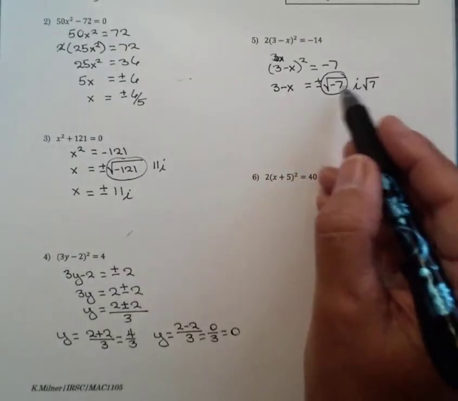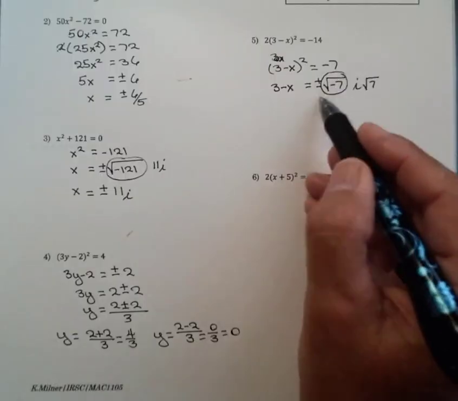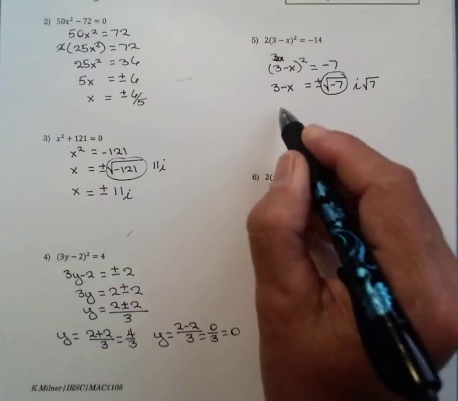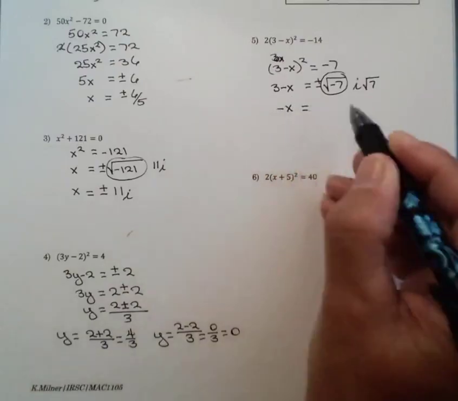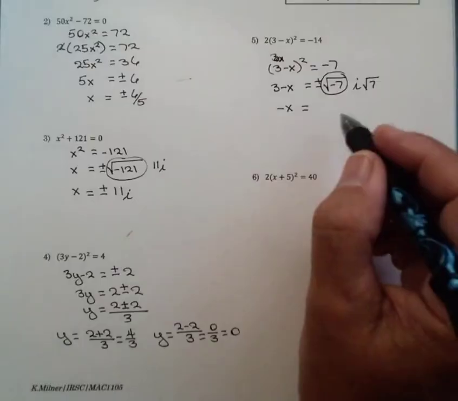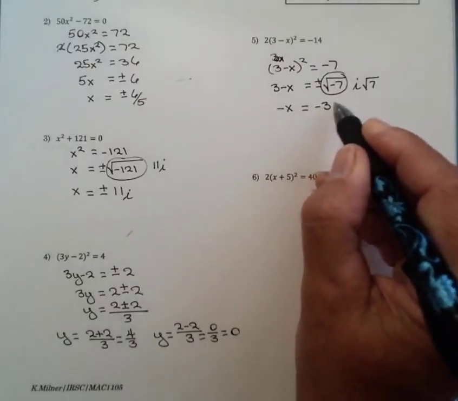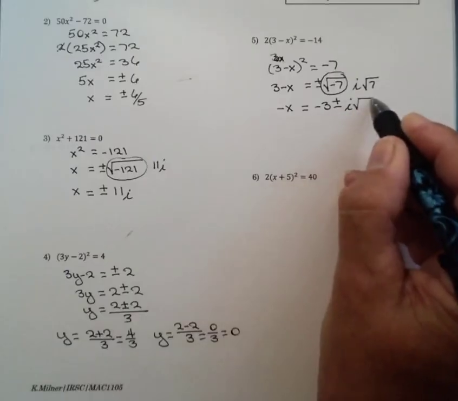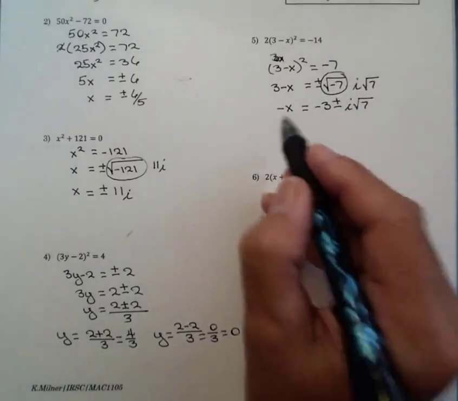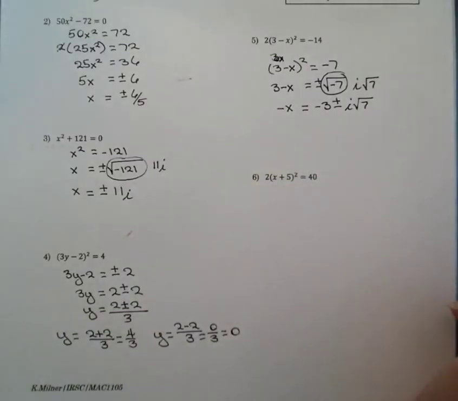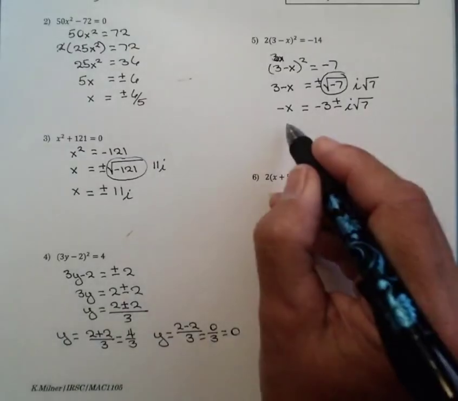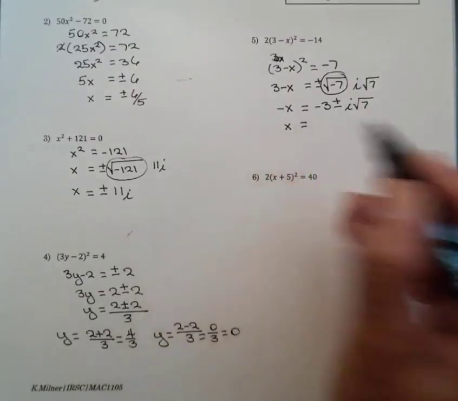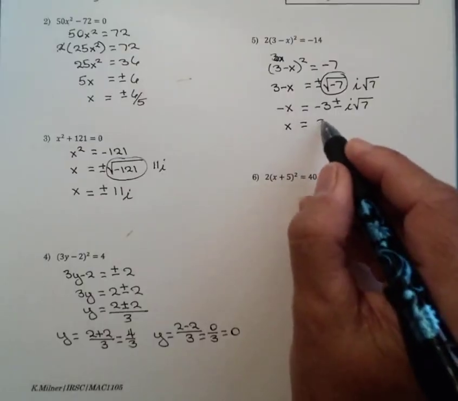Now, I've got that, took care of this term here. So now I want to isolate the negative x, the variable. I'm going to subtract 3 from both sides. This is a negative 3 plus or minus i times the square root of 7, or the square root of 7 times i, either one. And let's divide everything by this negative. So negative x divided by negative 1 is just x. Negative 3 divided by negative 1 is 3.